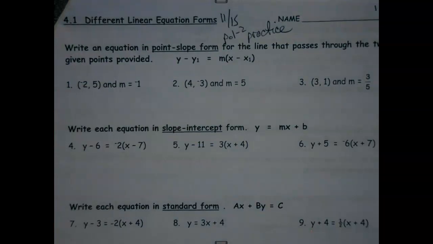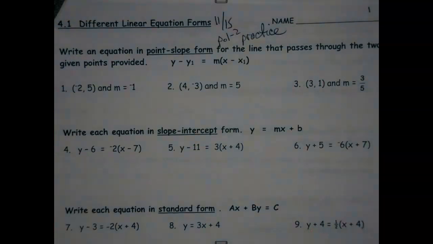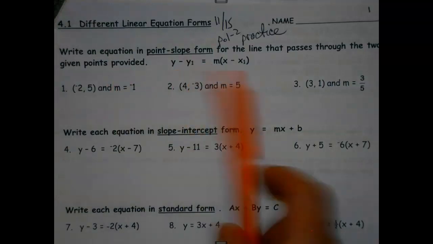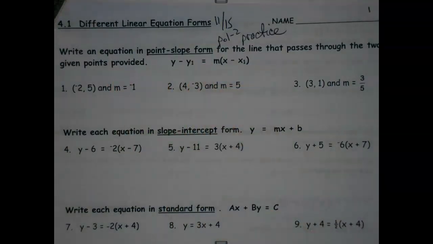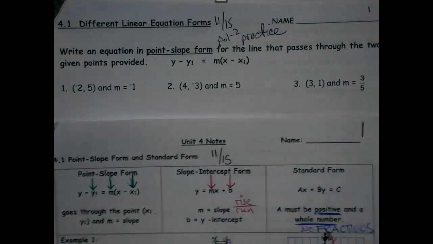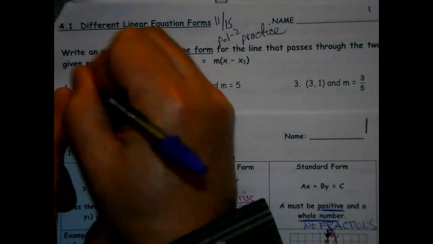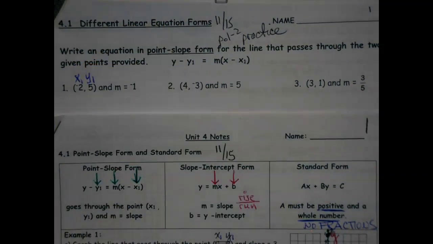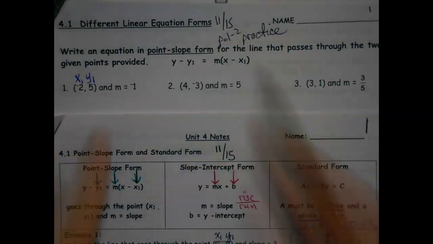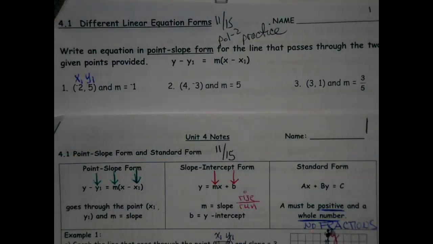What the heck? Okay. So as we get started, you're going to want to pay close attention to the directions because the forms are going to change a bit as we go. Write an equation in point-slope form. Okay, there it is. For the equation that passes through the 2 points. So reminder, x1 and y1 and m. Those 3 things are all I have to plug in for.